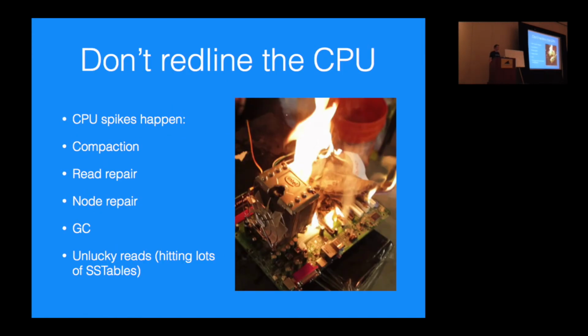Don't redline the CPU. Again, we try and pride ourselves on being scrappy and not wasting money. And I let these get too close to the redline for a while. I would say the takeaway here is that CPU spikes can happen for a lot of different reasons. You can have a compaction that starts up. Maybe you have some weird repair that runs up when you start a node repair, particularly in the early days when I was not being as consistent with my repairs as I really needed to.